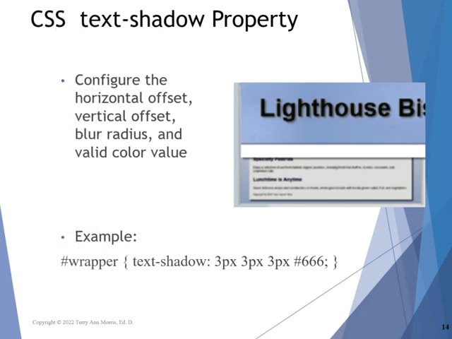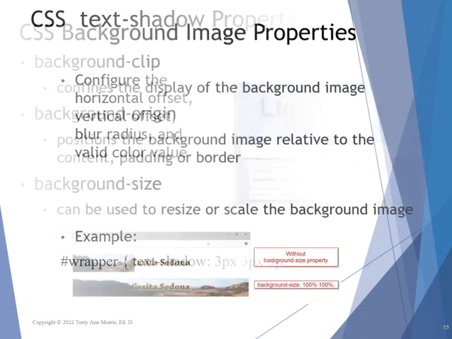CSS text shadow property. The text shadow property adds shadow to text. This property accepts a comma-separated list of shadows to be applied to the text. More examples will be provided in the code.